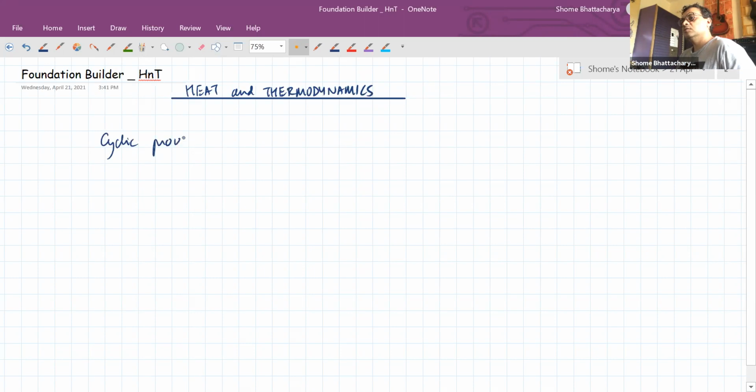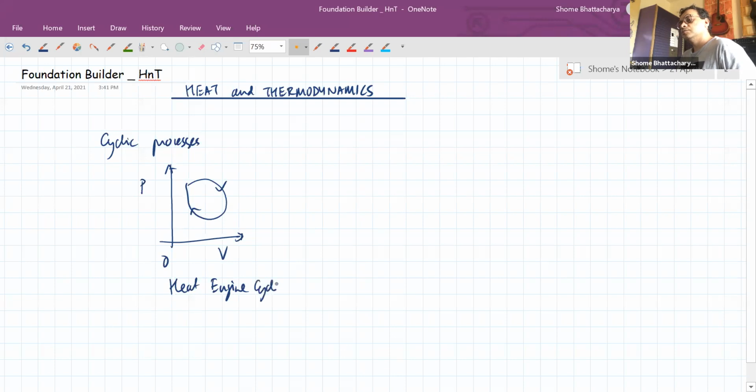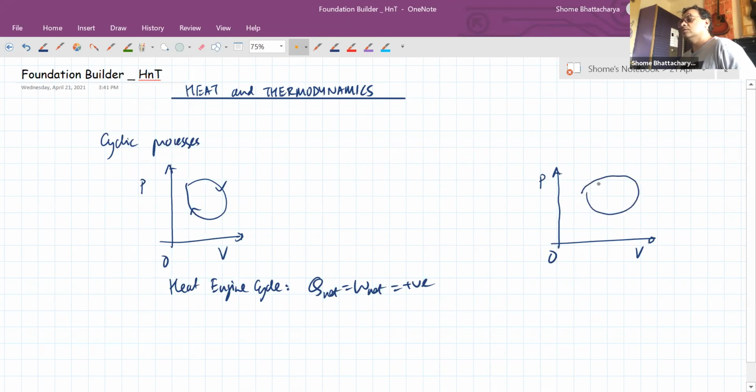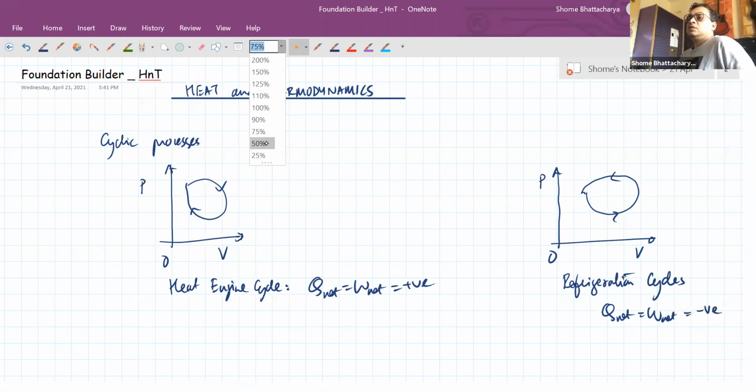So cyclic processes, we had seen PV cycles which are clockwise, which are heat engine cycles, where Q net or W net during the cycle is a positive quantity. And then, of course, we had seen cyclic processes where the PV closed loop was anti-clockwise. So these are refrigeration cycles, where Q net is equal to W net, a negative quantity. Now further up, we had seen about heat engines.